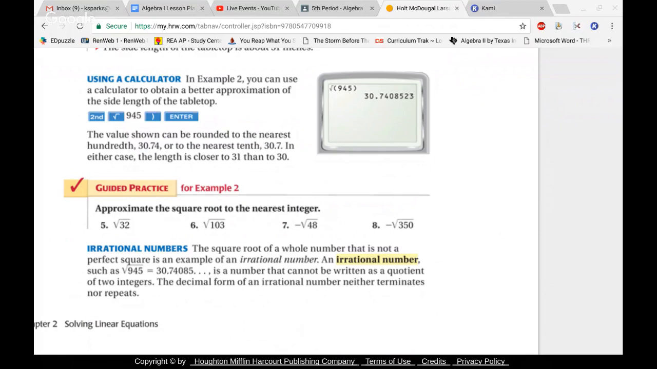Okay, good. Now on number 7, we've got a couple things going on here. What you want to do is deal with the negative portion that's on the outside of the square root last. You want to deal with the actual square root first.